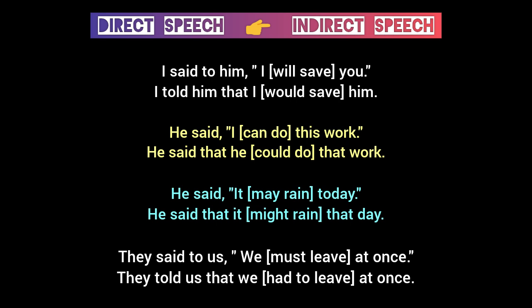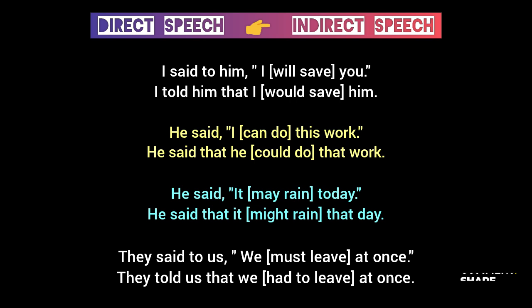I said to him, I will save you. This is direct narration and the reporting verb said is in the past tense. Hence, in the indirect narration, the modal verb will be changed to would. I told him that I would save him. Will becomes would in the indirect narration because the reporting verb told is in the past tense. This is in accordance with the rules of the sequence of tenses.